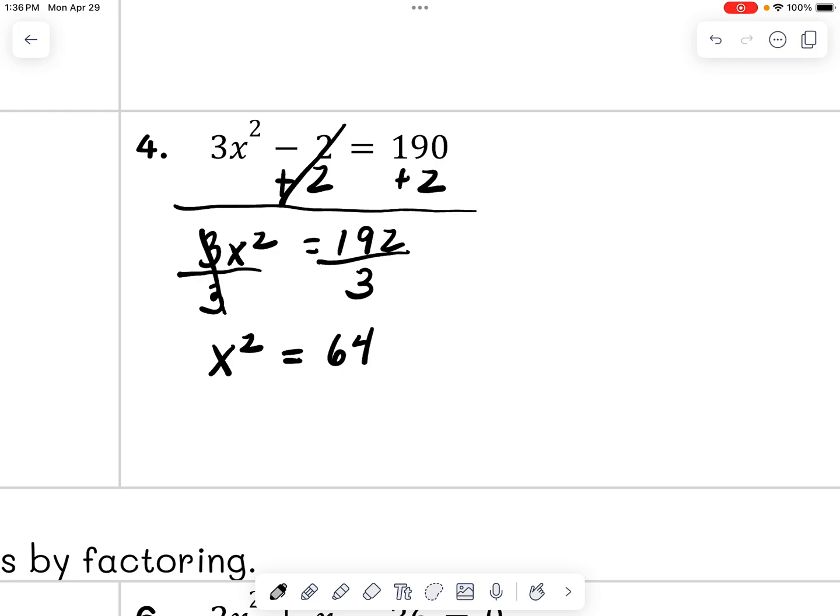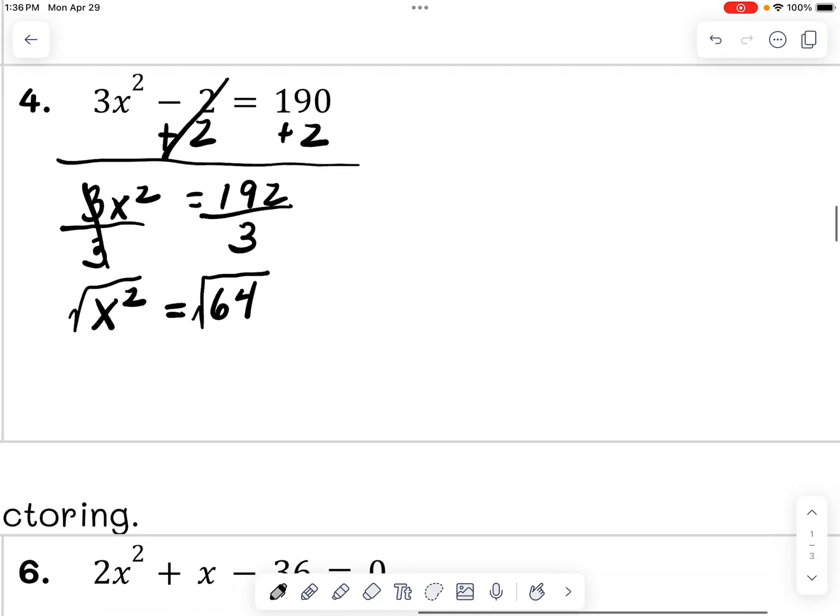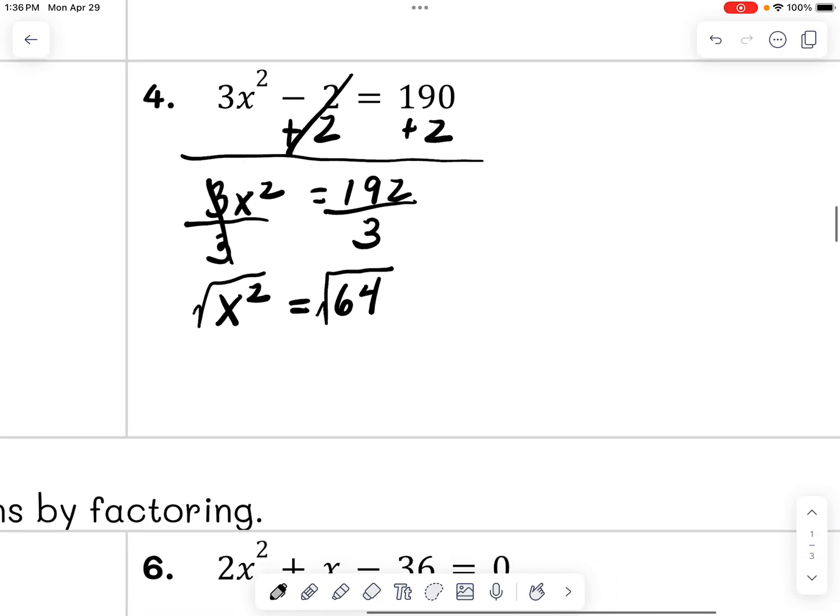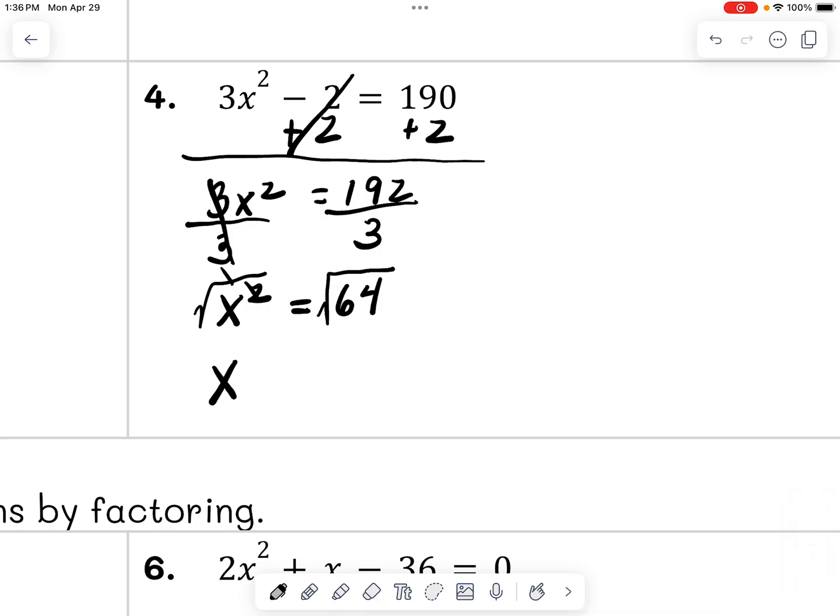Now, once I get it to this point, then I can use the square root method. So I'm going to take the square root of x squared, and I'm going to take the square root of 64. Now, the square root and the x squareds are opposite functions of each other, so they cancel each other out. I'm left with my x, and then I'm going to put in my calculator using the second function, x squared, for the square root, and I'm going to get plus or minus 8.